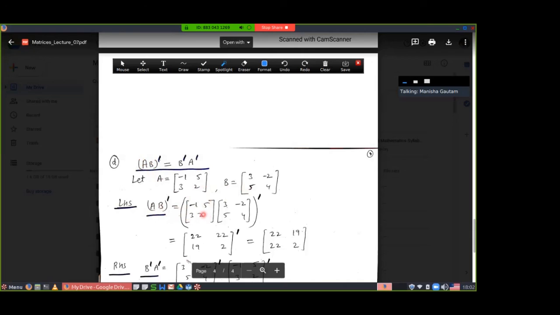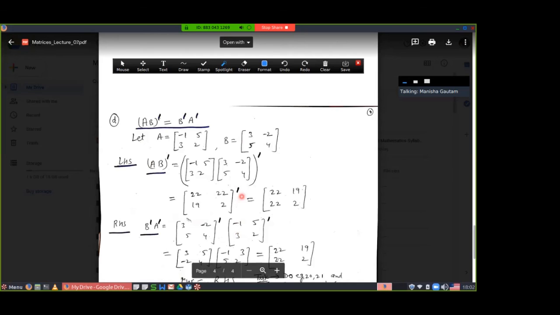And you are getting, after multiplication, as you have already studied about how to multiply them, 22, 22, 19, 2. And now take the transpose. As the left hand side is written, take the transpose of it. Row becomes column. 22, 22, 19, 2. This is the left hand side.